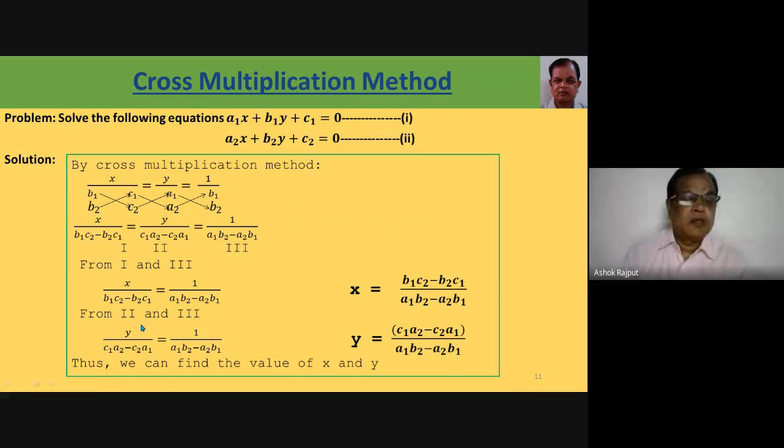The same method from second and third, because we want to find the value of y, so we have taken the second term. So y upon c1 a2 minus c2 a1 equal to 1 by a1 b2 minus a2 b1. So we multiply c1 a2 minus c2 a1 by the 1 and find the value of y: c1 a2 minus c2 a1 by a1 b2 minus a2 b1. Thus, we can find the value of x and y. It is short and simple.